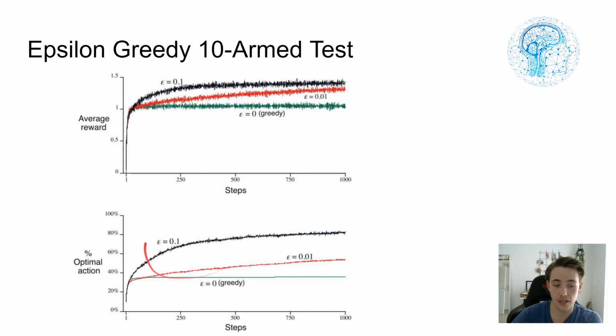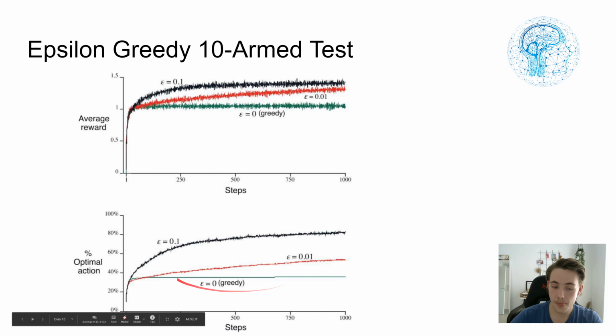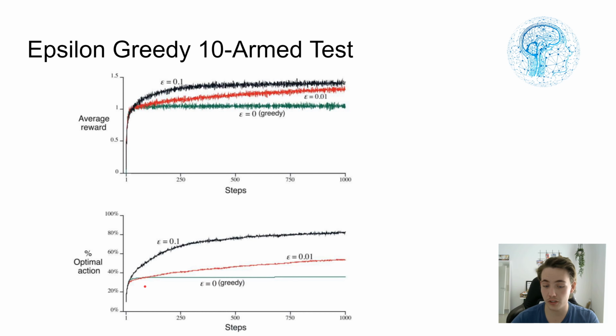And we can also see down here, with this optimal action percentage, that if we have an epsilon value of 0.1, then we get around 80% optimal actions for each step. So 80% of the time we take the optimal action, compared to the greedy algorithm down here, which didn't explore the environment and just exploited. Then we will only take 30 to 40% optimal actions for each step, and it won't get better the more steps we take.